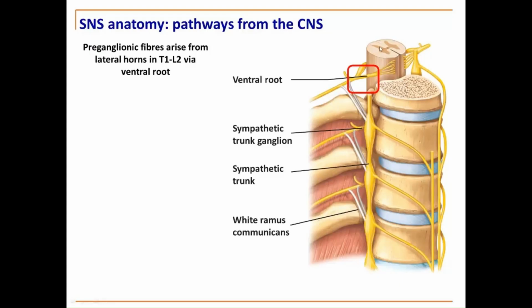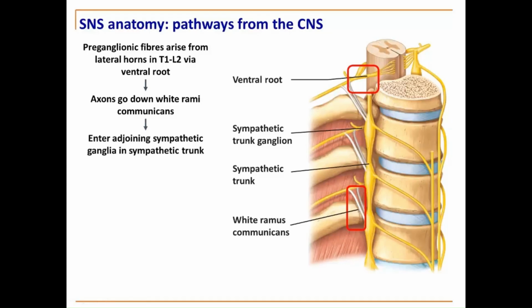So if we're following the pathway that's coming out, whatever information has been processed, and your preganglionic, we're thinking about the sympathetic nervous system at the moment, so we're only on the sympathetic nervous system. The preganglionic fibers coming out arise from the lateral horns in T1 to L2 via the ventral route. So here they are coming out, and here they are coming out. And then the axons go down the white rami communicans. So just follow my arrow for now. Follow down, comes along here, and down the white rami communicans. Same thing: it's come out at this level, hidden, you can't see it so much, and down the white rami communicans. It therefore has now entered the adjoining sympathetic trunk or the sympathetic ganglia.